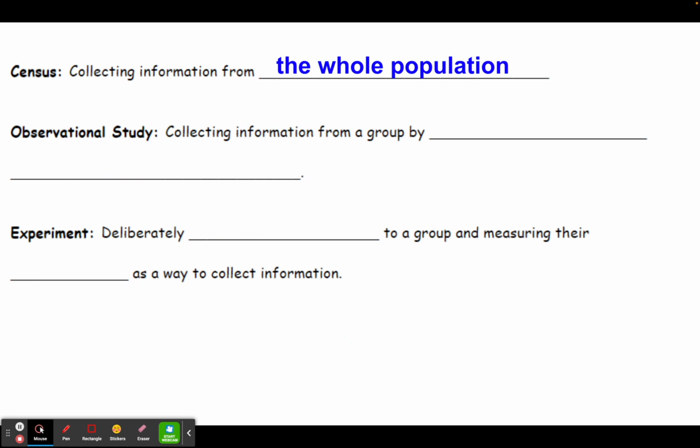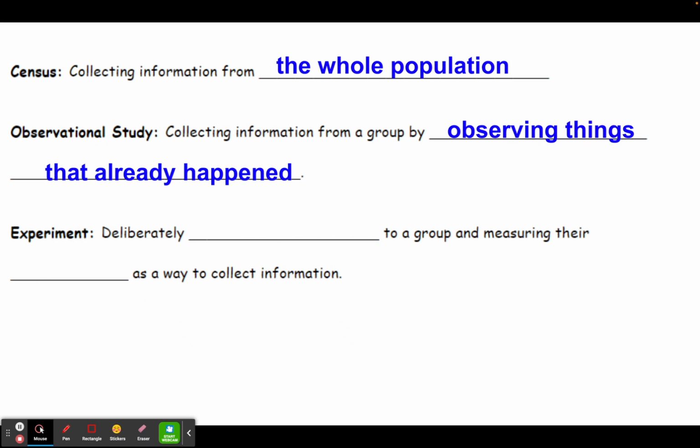Now, we can also collect data in different ways. Besides doing a census, we could do either an observational study or an experiment. An observational study is where we collect information from a group by observing things that already happened. And that might be by watching people or things. It might be by giving them a survey and asking them questions, either by mail, by email, or just face to face.